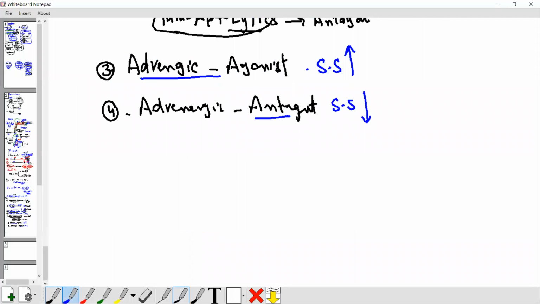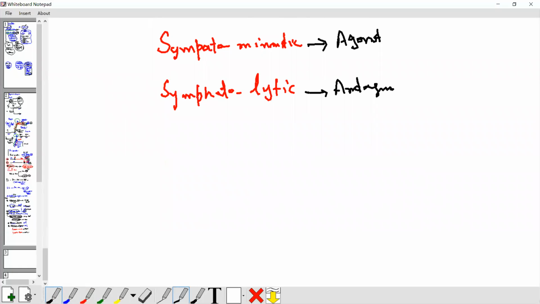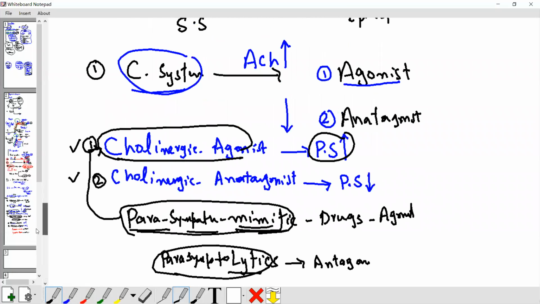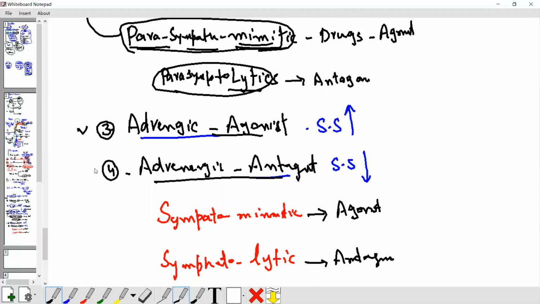Is everyone clear? Yes, sir. What is another name for this system? Sympathomimetic, so don't be confused by the name, it is very easy. Sympatholytic is the same as adrenergic antagonist. Mimetic means helping, agonist. Lytic means against something, breaking something, antagonist. These are the four types of drugs we discuss in the autonomic nervous system: cholinergic agonist, cholinergic antagonist, adrenergic agonist, adrenergic antagonist.